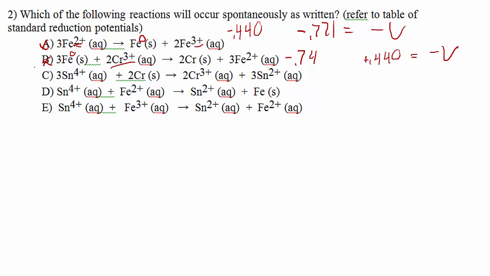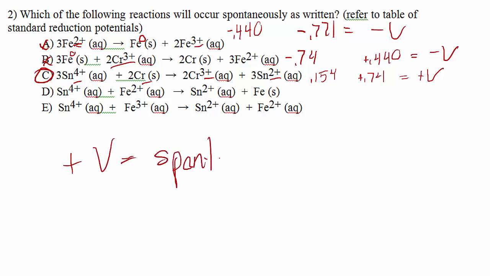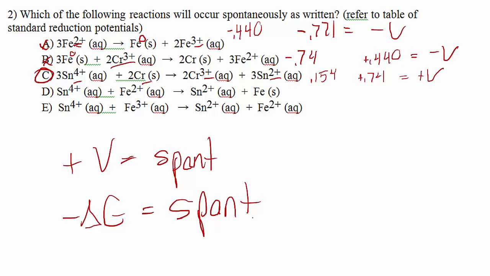But when you get to C, you see that the thing being reduced is the Sn going from +4 to +2, and the reduction potential for that is 0.154. The thing being oxidized is chromium from 0 to +3, and that is going to give you a positive 0.74. That's going to give you a positive voltage, so this would occur spontaneously. So positive voltage equals spontaneous, right? Which is the opposite of the Gibbs free energy. If delta G is negative, then it's spontaneous. If the voltage is positive, then it's spontaneous.